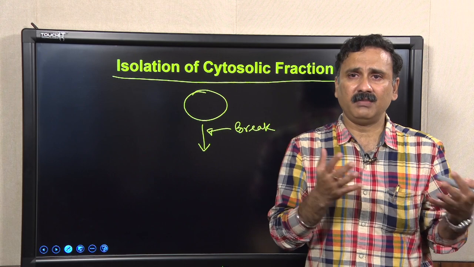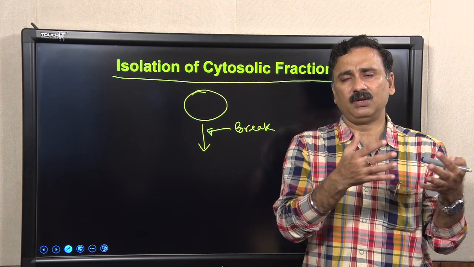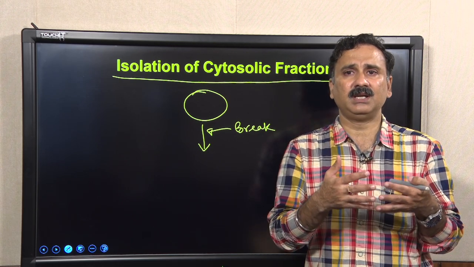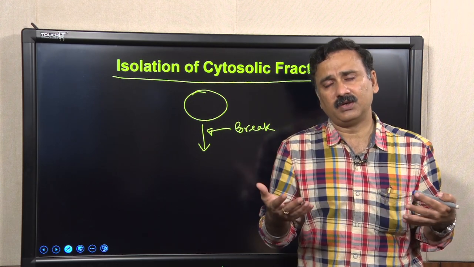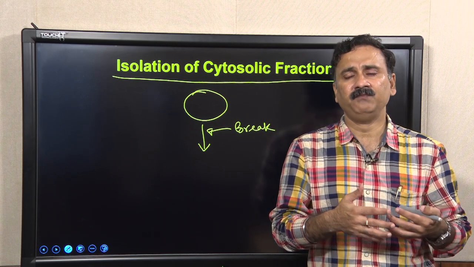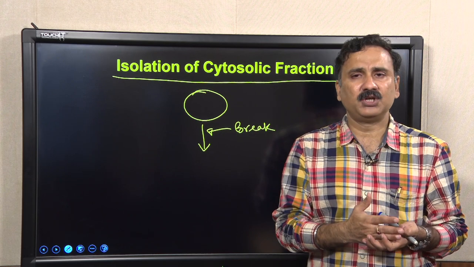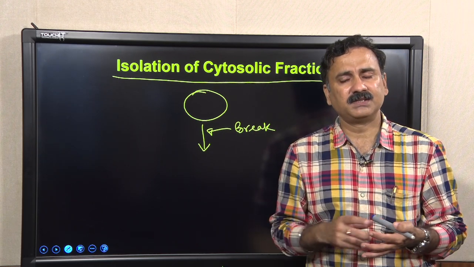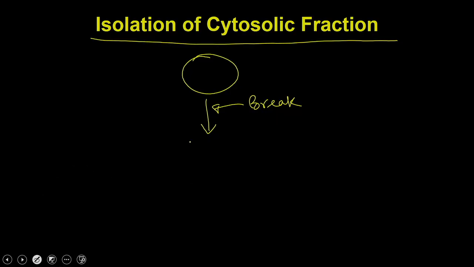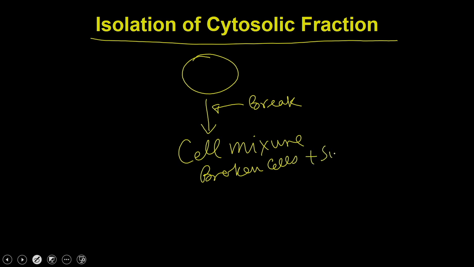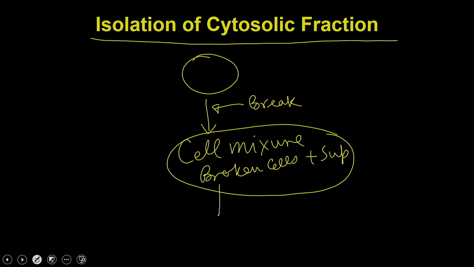There are mechanical methods, enzymatic methods, and physical methods. For example, you can use thermolysin, you can use osmotic fragility, or you can use detergents, in case you only want to prepare the cell lysate and are not interested in isolating the active protein. But if you are interested in isolating the active protein, you can use mechanical methods, like homogenization. As a result, you get a cell mixture containing the broken cells plus the supernatant, and then you centrifuge this mixture at 16,000 G for 20 minutes, and as a result you are going to get two fractions.